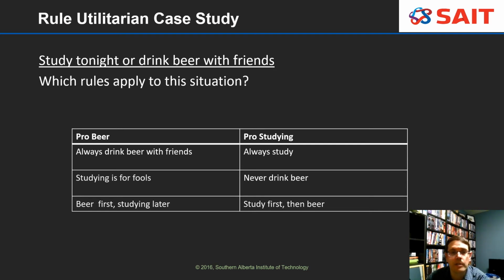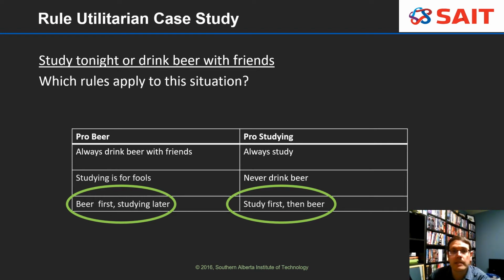Since what we're trying to do is figure out which rule will lead to the greatest happiness, on either side of the issue, pro-beer or pro-studying, let's go with whichever rule is most likely to lead to the greatest happiness. On the pro-beer side, it's probably beer first, study later, since the other two rules are very extreme and are not likely to lead to happiness. And on the pro-studying side is study first, then beer, because the other two choices are less likely to lead to happiness.